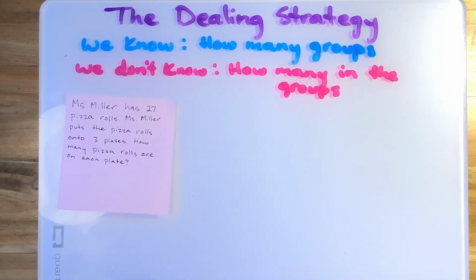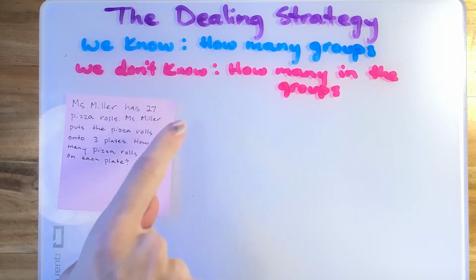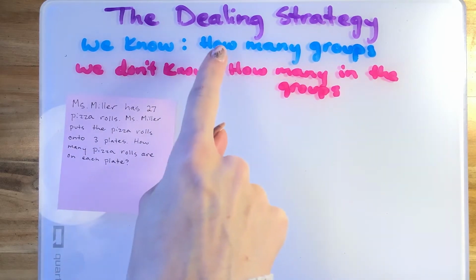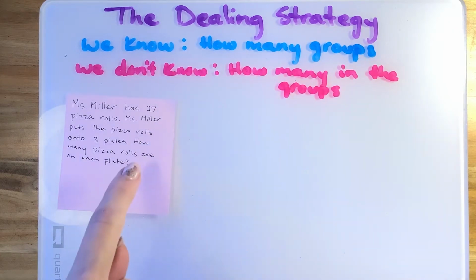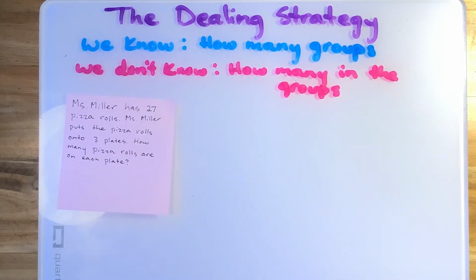So here's our word problem that is an example of the dealing strategy. Miss Miller has 27 pizza rolls. Miss Miller put the pizza rolls onto 3 plates. How many pizza rolls are on each plate? So here we have the total number of pizza rolls, 27. And there are 3 plates. That's how many groups there are. We have 3 plates or 3 groups. How many pizza rolls are on each plate? We don't know how many are in the groups. This is an example of the dealing strategy.